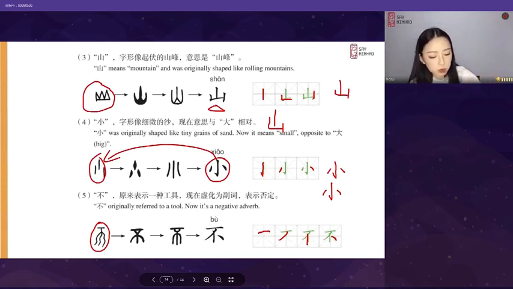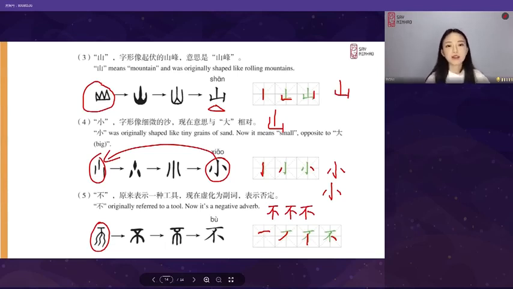Try to write it with me. First, horizontal, 横, next, left turning, 撇, next, a vertical, 竖, last one, dot, 点. Again, 横, 撇, 竖, 点. Again, horizontal, left turning, vertical, dot. So this is 不, no.